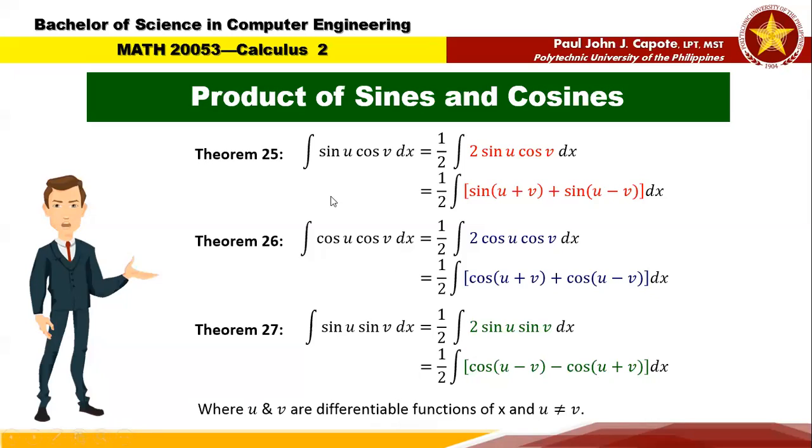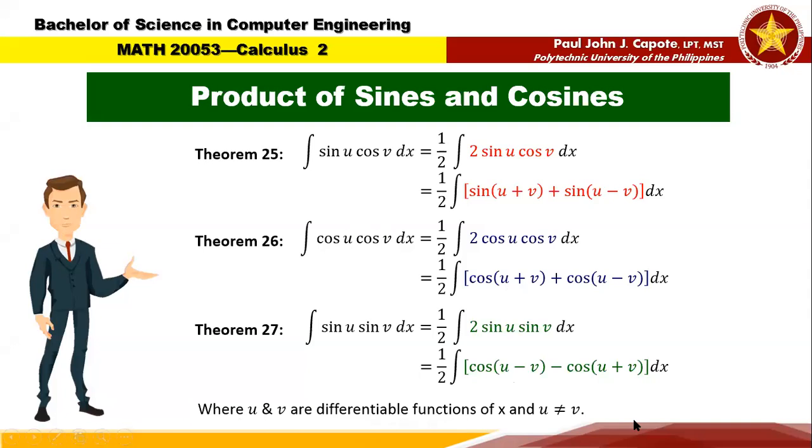Kung napapansin nyo, for theorem 25, the product of sine and cosine will result to a sum of two sines. Okay? While for theorems 26 and 27, the product of two cosines and the product of two sines will result to a sum of cosines and a difference of cosines. Where u and v are differentiable functions of x and u is not equal to v.